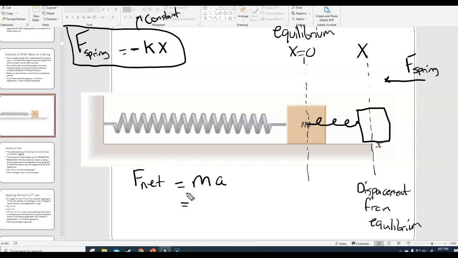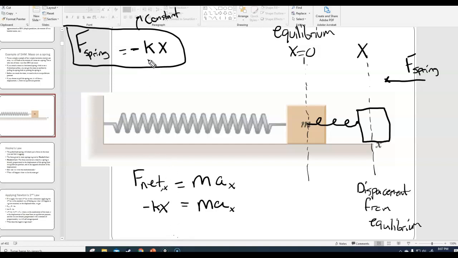Okay, so let's say on the right side I have the mass times the acceleration, and on the left side I have the sum of the forces, but there's only one force in the x direction. So I'm writing this for the x direction: F net x equals ma x. There's only one force in the x direction, and that is negative kx.